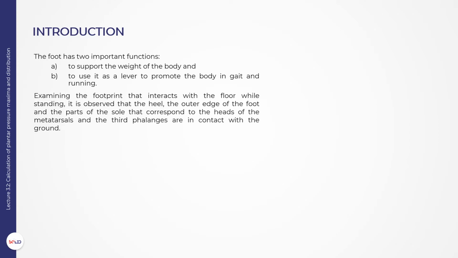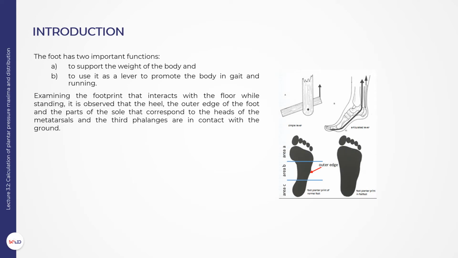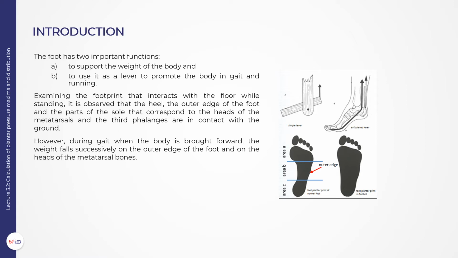Examining the footprint that interacts with the floor while standing, it is observed that the heel, area C, the outer edge of the foot, and the front area of the foot, area A, corresponding to the heads of the metatarsals and the third phalanx, are in ground contact. Thus, during the erect phase, the weight of the body is distributed throughout the foot through the heel, back, and 6 points of contact with the ground, front. However, when walking, when the body is moving forward, the weight falls successively on the outer edge of the foot and on the heads of the metatarsal bones, area A.